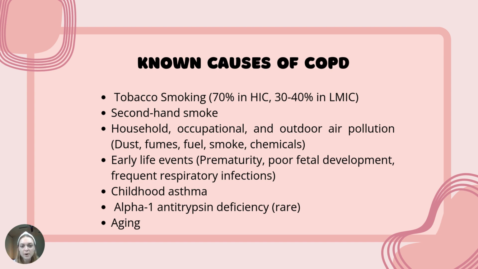There's also a rare genetic disorder that kids can have called alpha 1 antitrypsin deficiency. In this disorder, kids come down with COPD, even though they may have never smoked before. And then also aging. Not everybody is going to develop COPD in their lifetime, but it is a known fact that as we age and get older, our lung function decreases and you could develop COPD.